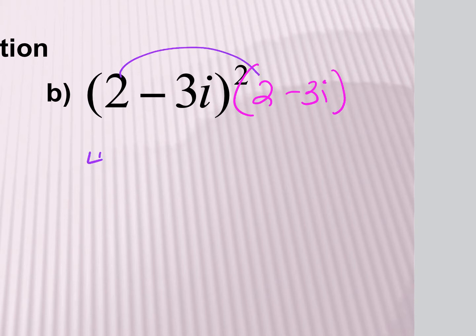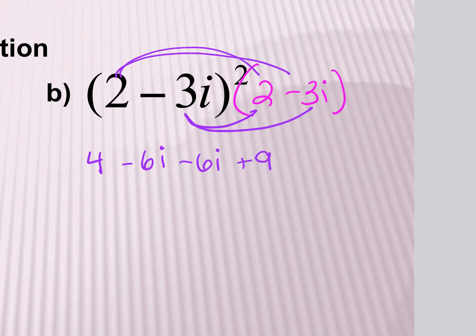2 times 2 is 4. 2 times negative 3i is negative 6i. Negative 3i times 2 is negative 6i again. Negative 3i times negative 3i is a positive 9i squared. With me so far? Yes. The i squared becomes negative 1, so this becomes minus 9. 4 minus 9 is negative 5. Negative 6i and negative 6i is negative 12i.